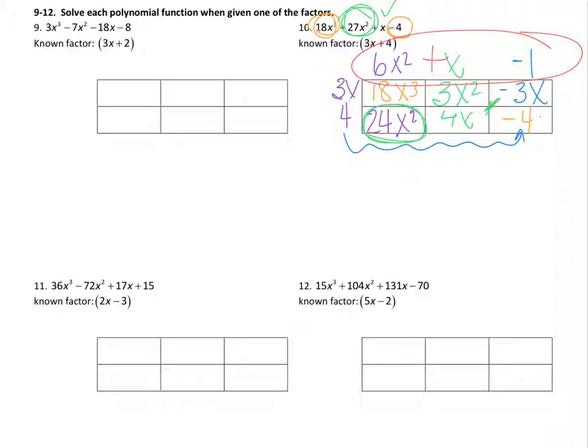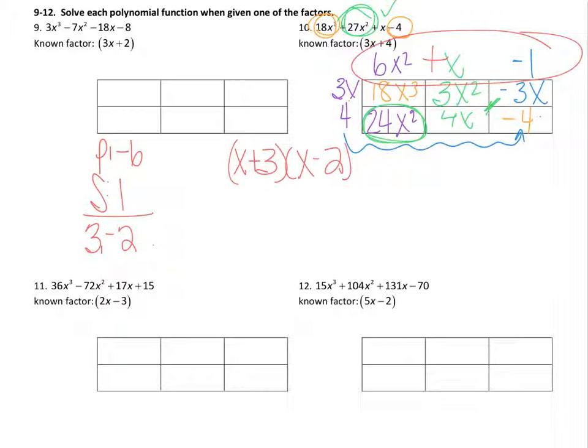From here, I need to factor that piece. So the product is negative 6, and the sum is 1. The things that multiply to negative 6 that add to 1 will be positive 3 and negative 2. So I'm going to write this like x plus 3, x minus 2, but I got to work that 6 back into the problem. So I'm going to do my darndest and try to divide by 6.